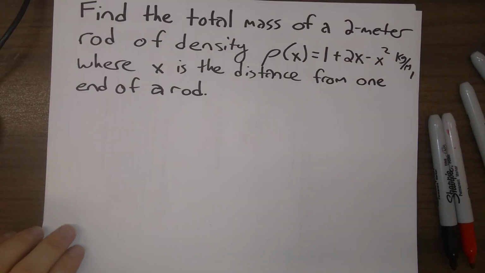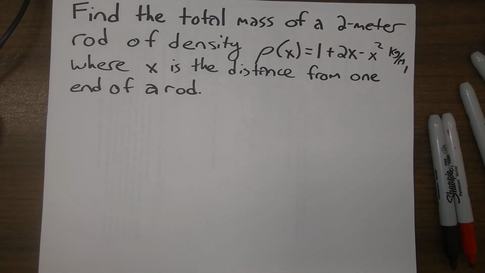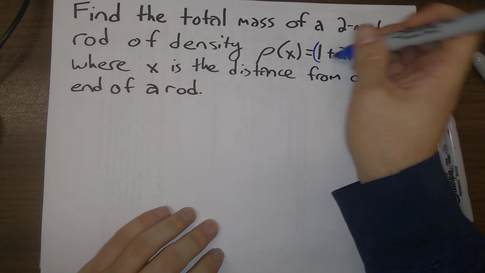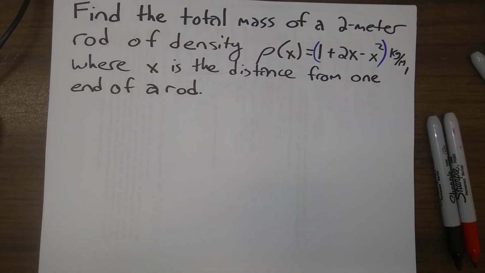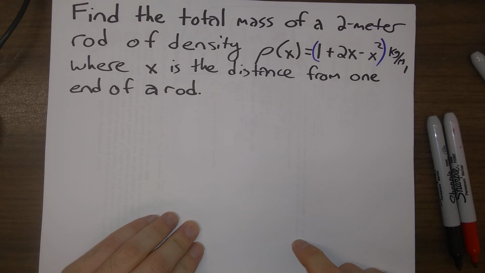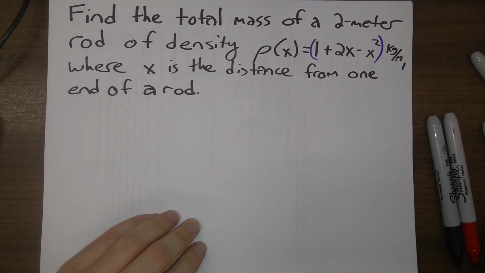Let's do an example of this. We want to find the total mass of a 2-meter rod of density rho of x equal to 1 plus 2x minus x squared. We can put all that in parentheses to say that the units there are going to be kilograms per meter, where x is the distance from one end of the rod.